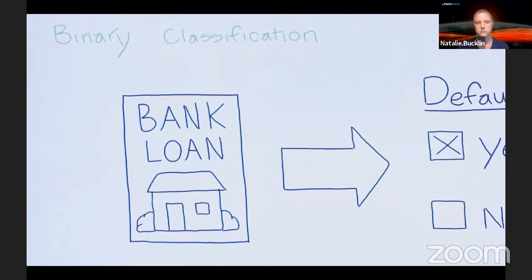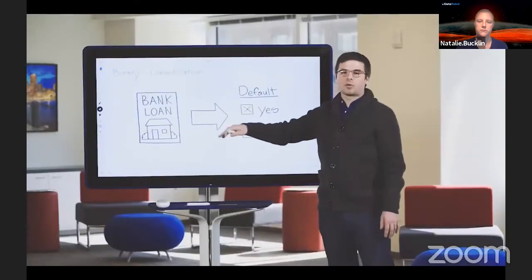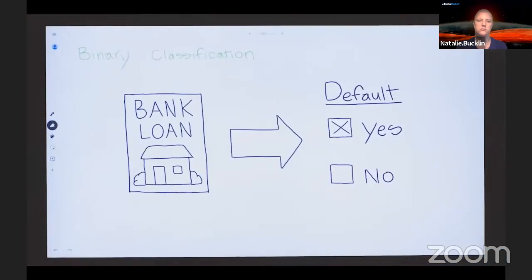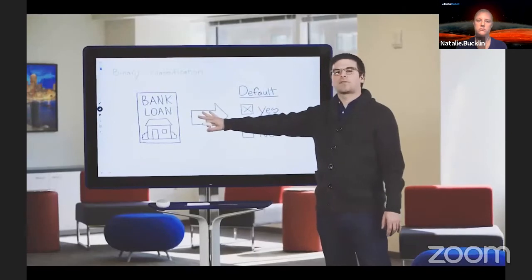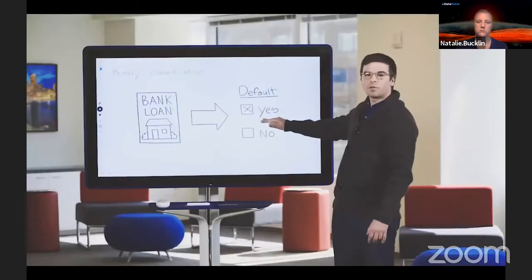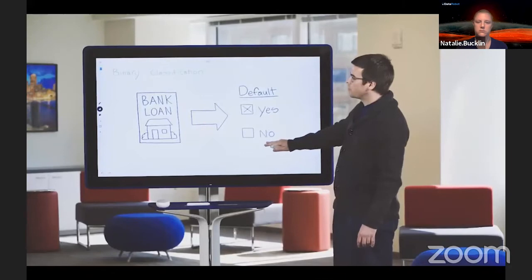Binary classification is a subset of classification. With binary classification, there are only two possible classes. This could be yes, no, true, false. A bank will use binary classification when it's doing its loan underwriting. There are only two possible classes or outcomes that the loan could have: either yes, it will default, or no, it won't default. A bank is keen to understand the default rates on a loan in order to avoid underwriting bad loans.